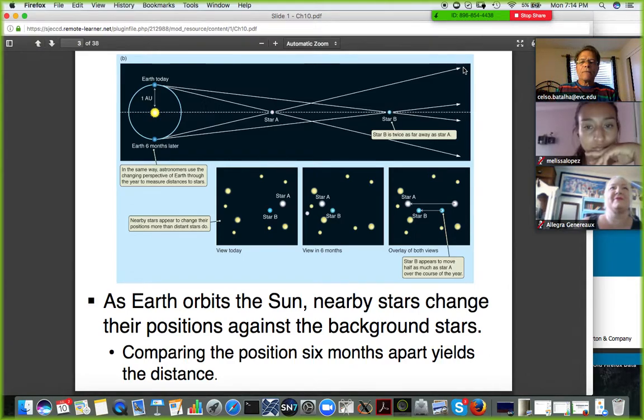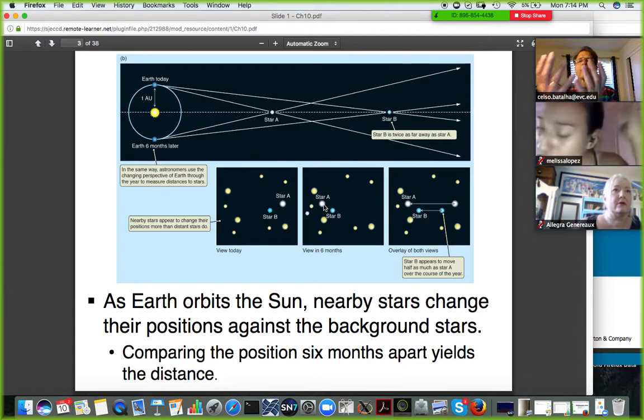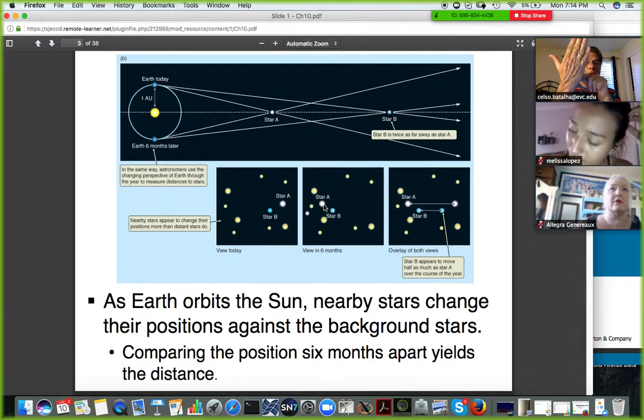There you go. So star A 6 months later has changed its position. It went from this part of the sky to this other part of the sky. If you have a piece of paper and you map these fixed stars on it, and you observe over a period of 6 months, you see your star A moving this much in the sky. On your piece of paper, you know how many arc minutes that is.